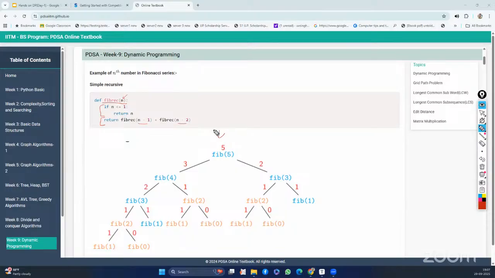We can understand that we are calling from the main function as fib5. After that, this function makes two calls, n minus 1 and n minus 2. So that is one side n minus 1 and this side n minus 2. Okay, and now this is a recursive process. So this tree structure is going on in the same way. Fib4 is a new subproblem that is again calling fib3 and fib2.